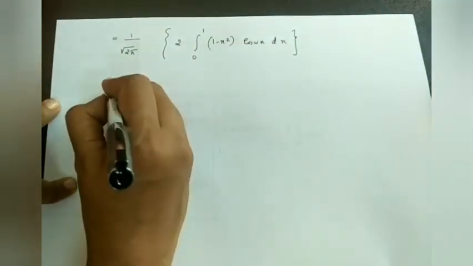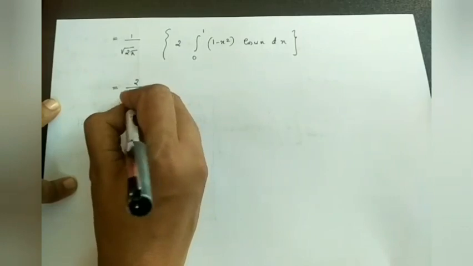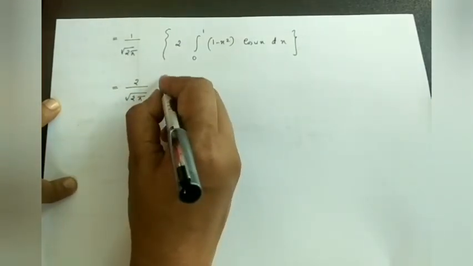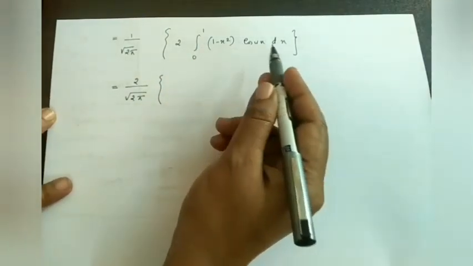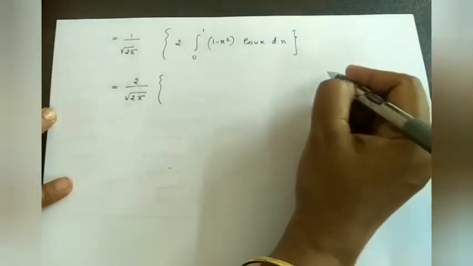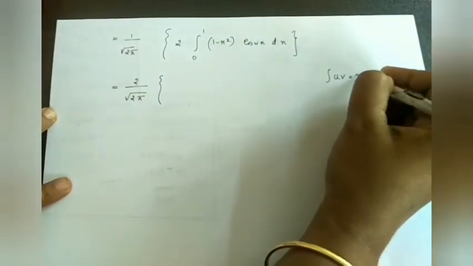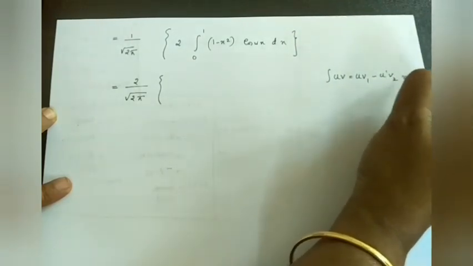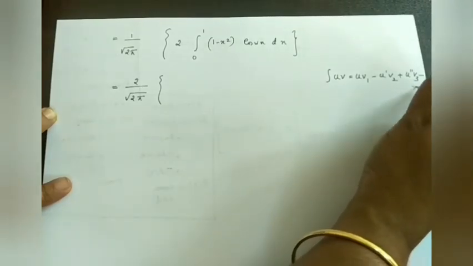Now we can integrate this. Here 2 is a constant, we can take it outside, that is 2 by root 2 pi. Now the integral from 0 to 1 of 1 minus x square cos omega x dx can be integrated using integration by parts: u v plus, integral of the second, minus derivative, integral, plus derivative, integral, minus, etc.